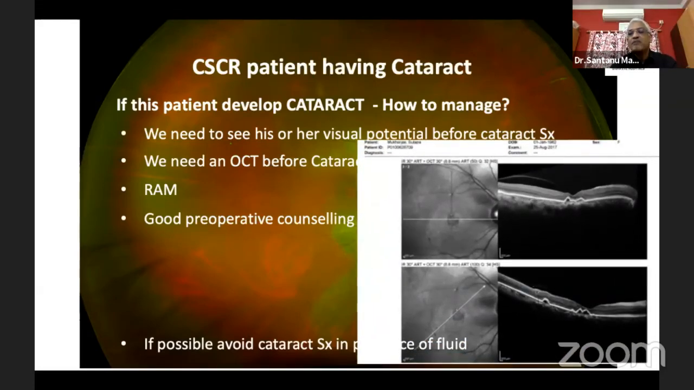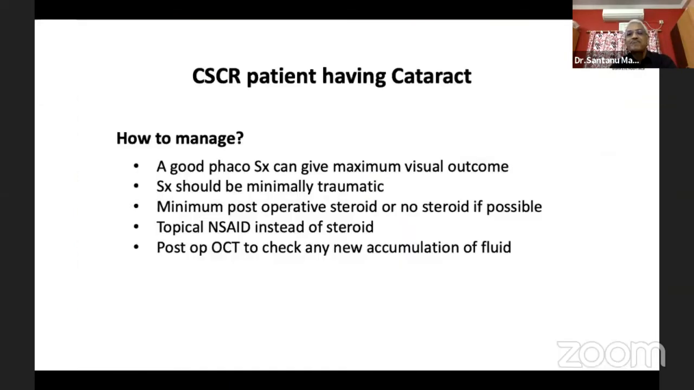So this is one of my patients with CSR from 2017. Then how to manage? A good phacosurgery can give maximum visual outcome. All we know that. Surgery should be minimally traumatic. Minimum postoperative steroid or no steroid if possible. Topical NSAID instead of steroid. And postoperative OCT to check any new accumulation of fluid.